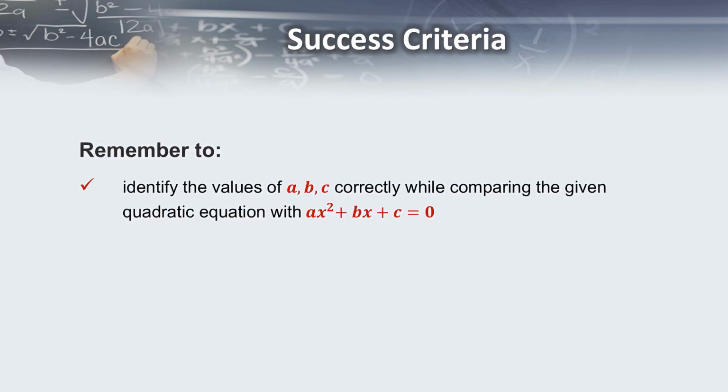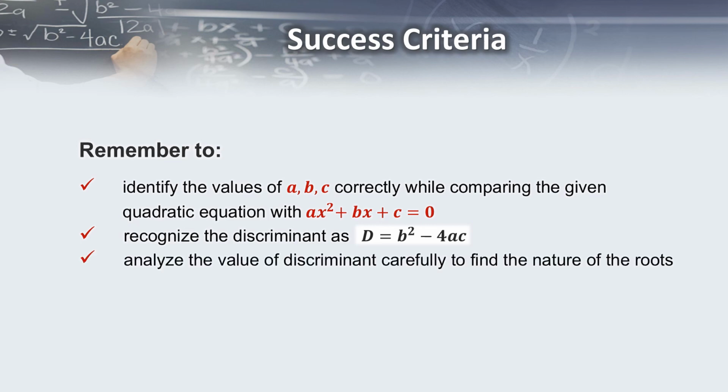Before you start solving the questions of exercise 2.1, keep these few points in your mind. Remember to identify the values of a, b, c correctly while comparing the given quadratic equation with the equation ax squared plus bx plus c equal to 0. Remember to recognize the discriminant as b squared minus 4ac. Remember to analyze the value of the discriminant carefully to find the nature of the roots.